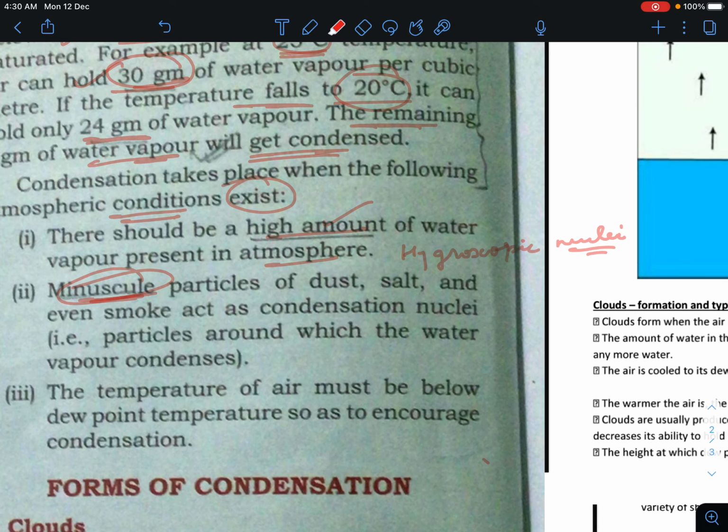Minuscule particles of dust and salt, even smoke, act as condensation nuclei. This is condensation nuclei, also called hygroscopic nuclei. These are the particles around which water vapor is going to condense.